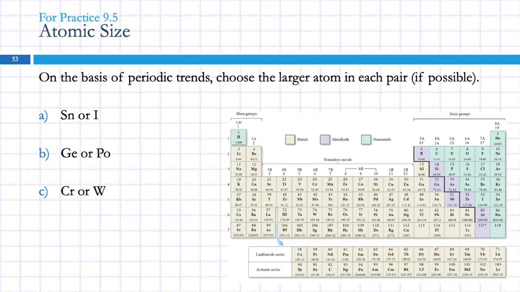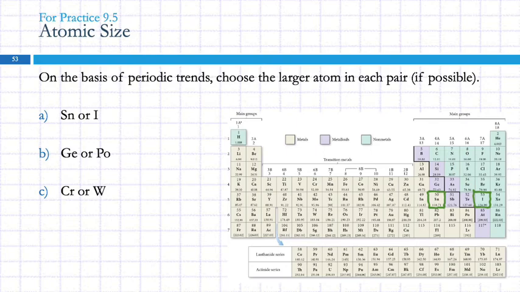So this is a sort of question you should be able to answer for an exam. On the basis of periodic trends, choose the larger atom in each pair, if possible. The "if possible" suggests that not possible is an answer. Okay, so tin or iodine. So we have to find these guys. There's iodine and here's tin. So we look at how do these relate to each other in the periodic table. They are in the same period, right? The same row.